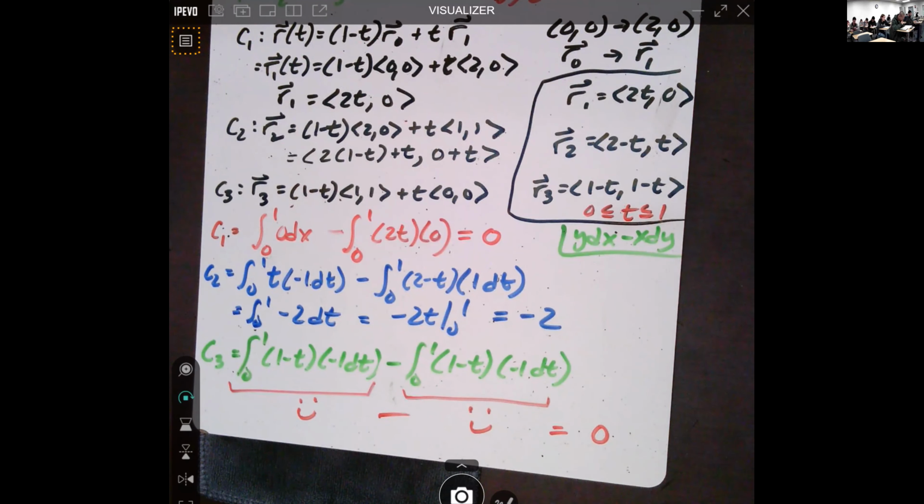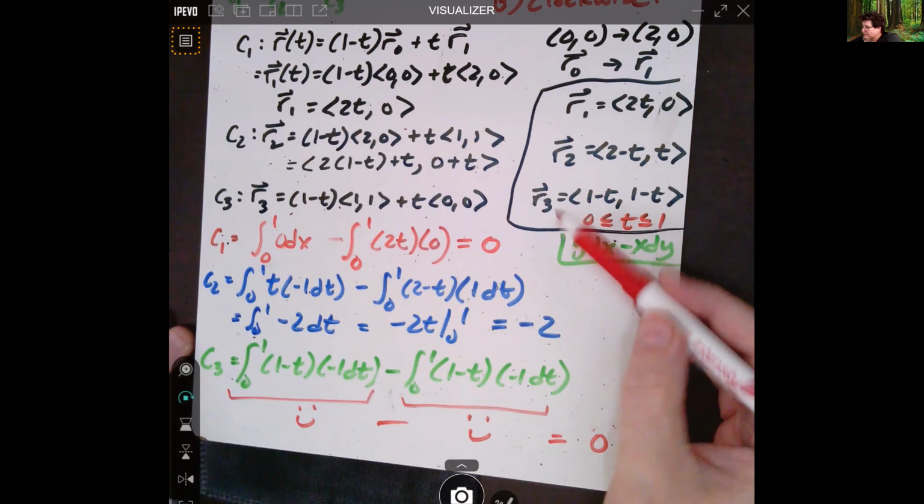Smiley face minus smiley face is equal to O face. If you had a smiley face and you lose your smiley face, now you just have your, oh, I'm so sad face. So the total integral is just -2.